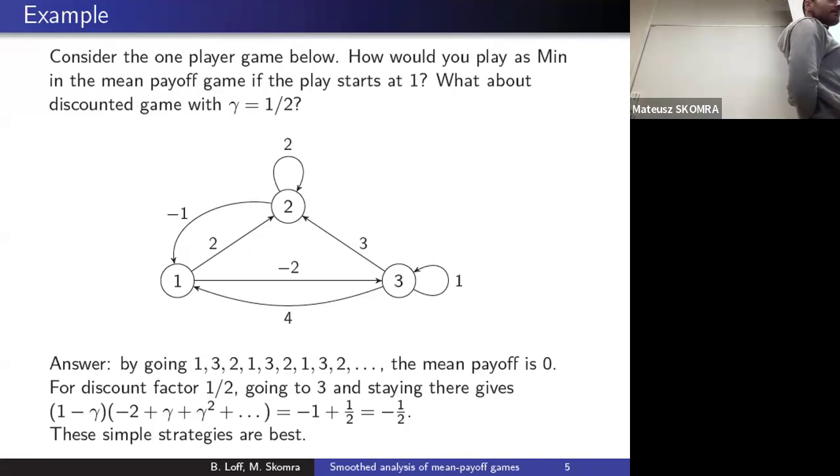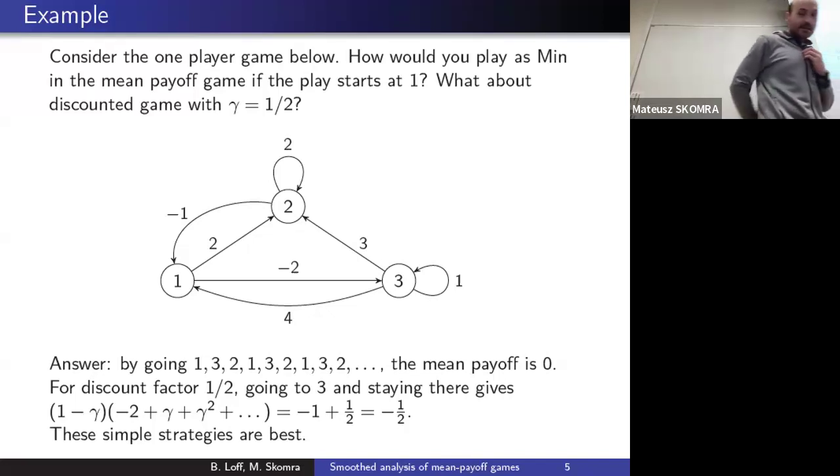So this is 1/2 times -2, this is -1. And now we have 1 minus gamma times this guy, but 1 minus gamma times this guy is exactly gamma, because this is a geometric sequence. So this is 1/2. So by doing this strategy, we get -1/2. We go there, we stay there forever, we get -1/2. And again, it's possible to check, I didn't make a mistake, that this is actually optimal. For instance, if we start going 1 to 2, 1 to 2, 1 to 2, as previously, then I made the computation and we only get something like -3/32 or something like this. So this is much higher than -1/2.